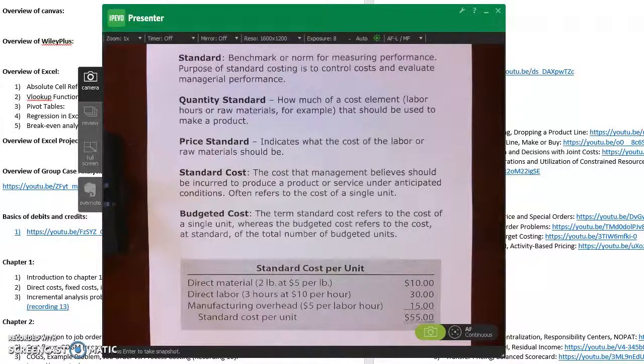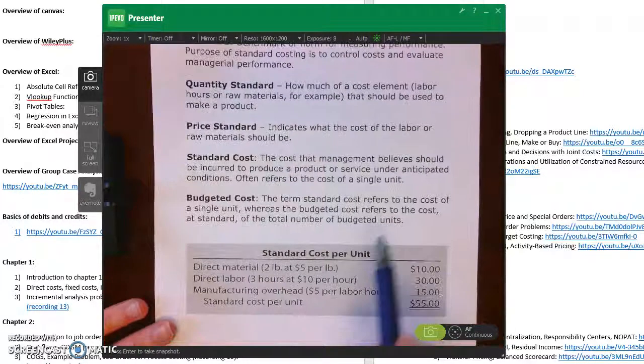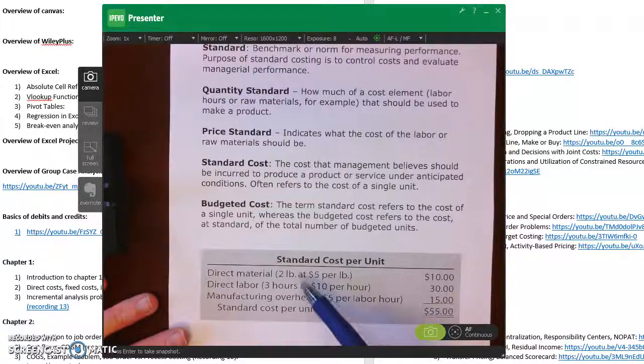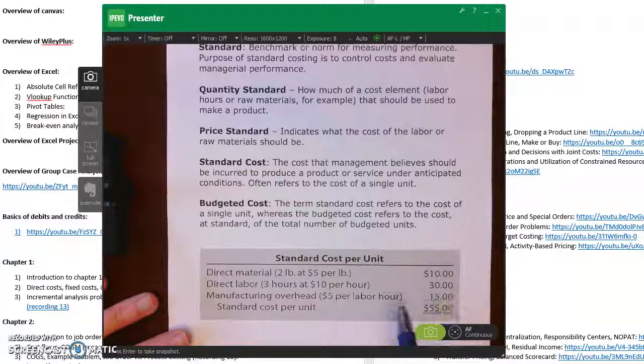So you could say we're going to make 10 pizzas and each one costs us $4, so we should have $40 of budgeted cost. Continuing this example, we can have our direct materials at 2 pounds at $5 a pound, so that's $10 right there. We have 3 hours of direct labor at $10 an hour, so we have $30 of direct labor.